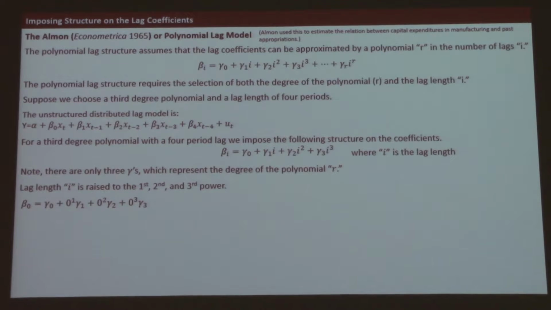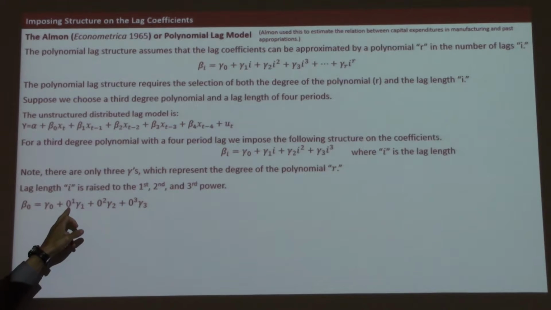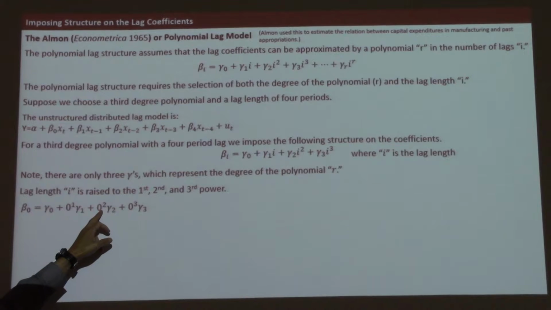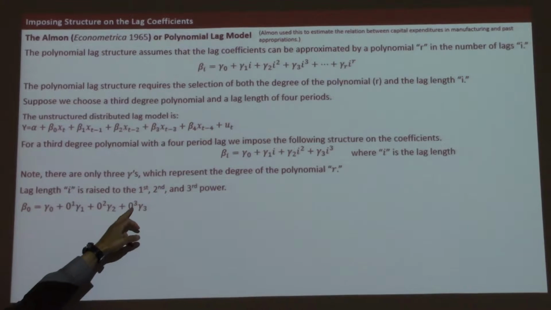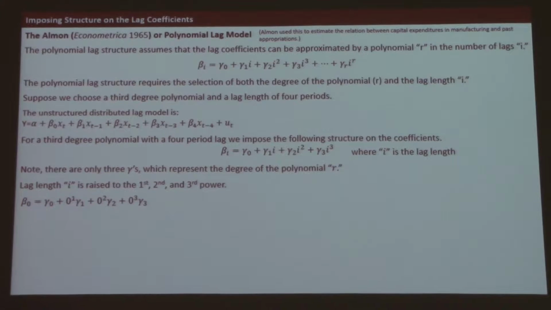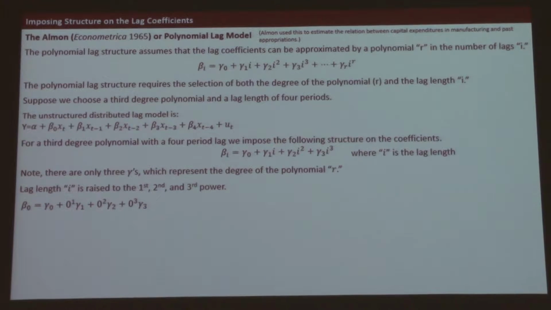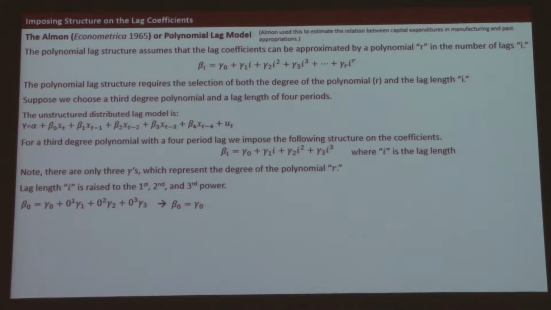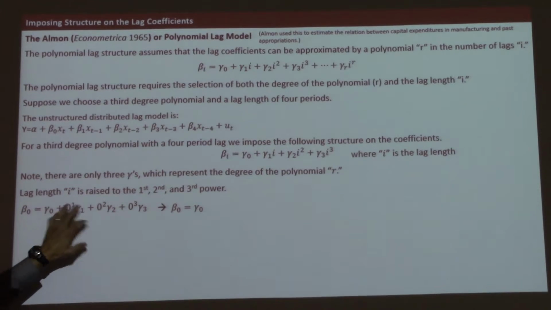0, exactly. So we're going to take 0, raise it to the 1 power. We're going to take 0, raise it to the second power. We're going to take 0, raise it to the 3 power. What's that all going to equal? Boom. We're going to end up with the constant, because everything else is going to zero out.